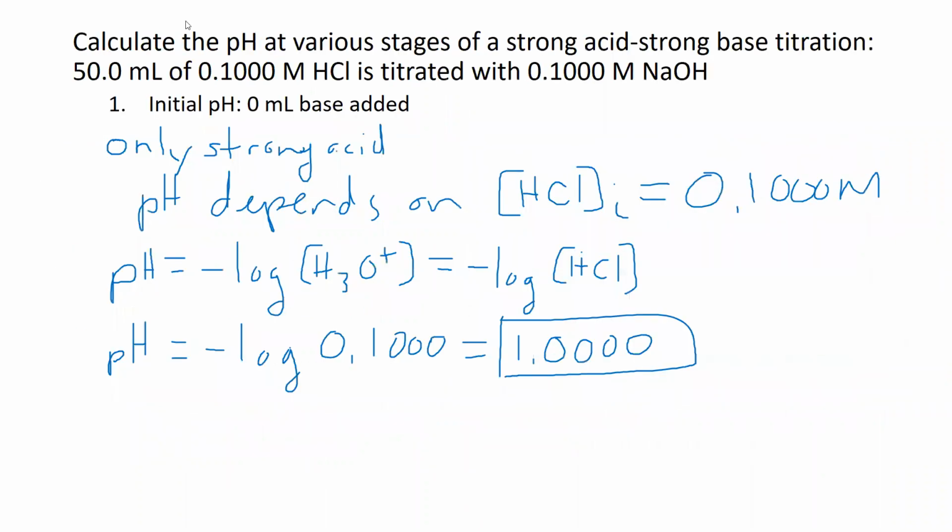So we've already looked at the calculation of the pH of a strong acid, strong base titration before we add anything. That was when we only had a solution of acid. The pH is determined by the concentration of the acid because acid dissociates completely. That was our main one last time.